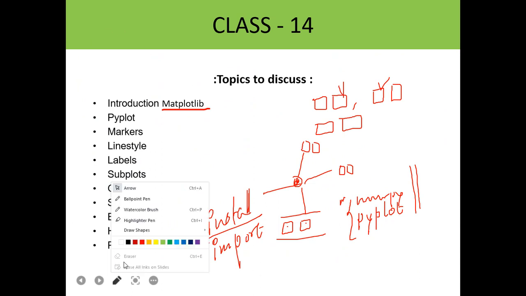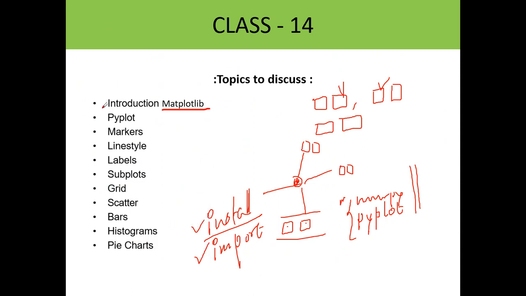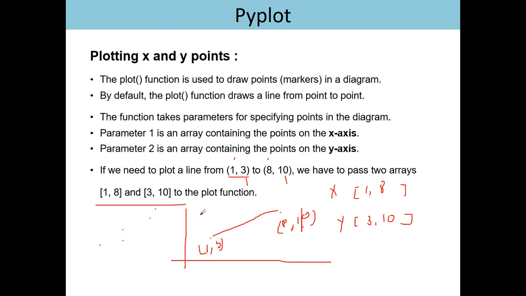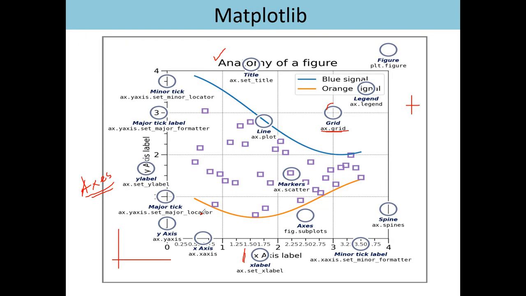So these were the things that we had to discuss: Matplotlib, Pyplot, markers, line style, labels, subplot, grid, scatter, bar, histogram, pie chart. So we have covered and discussed all these things. Hope you found some good things here. Just go and do a little bit of experiment, and then the things will be easily understood.